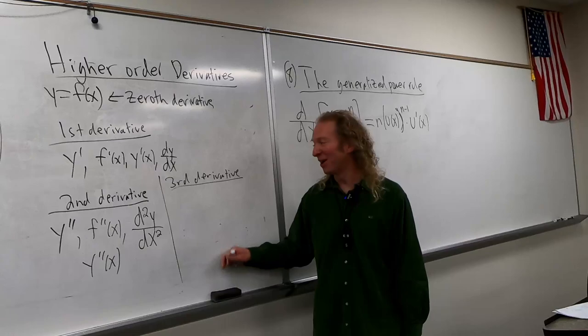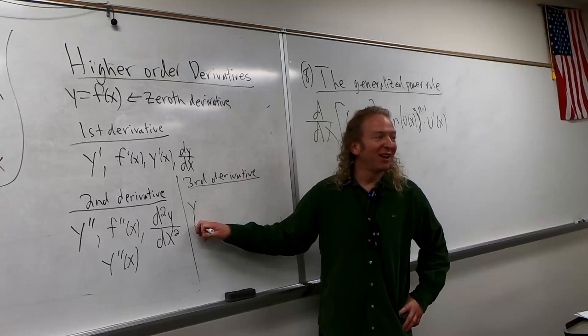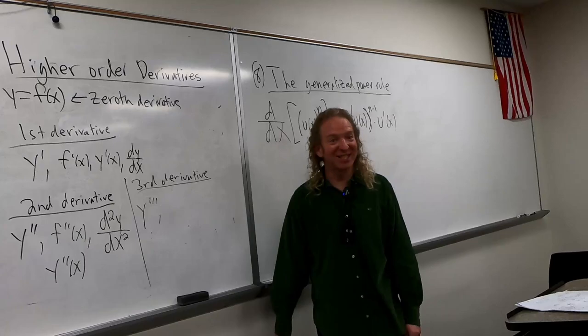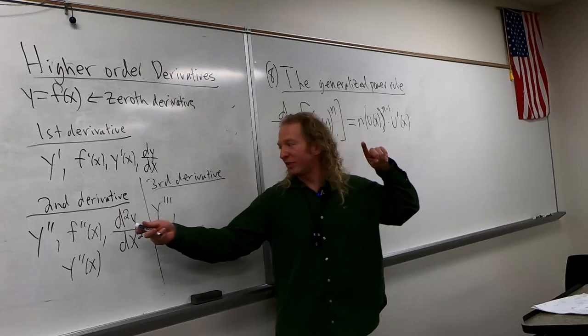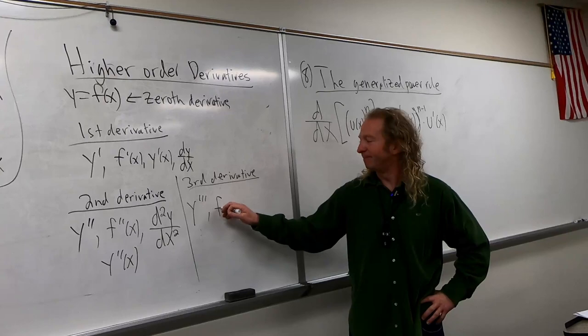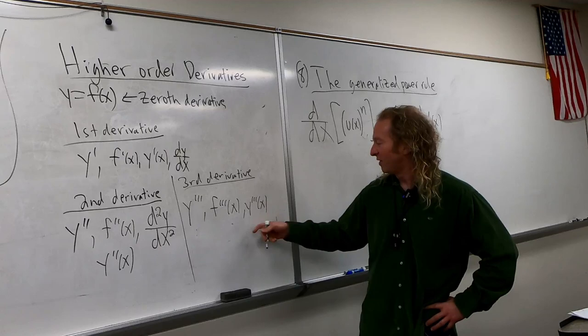All right. Then we have y triple prime. That exists. If your original function is position, then this is velocity, and then this is acceleration, just extra life knowledge. We'll do that next time. f triple prime of x, and I'll do this one since Christina asked. And then we have this one.